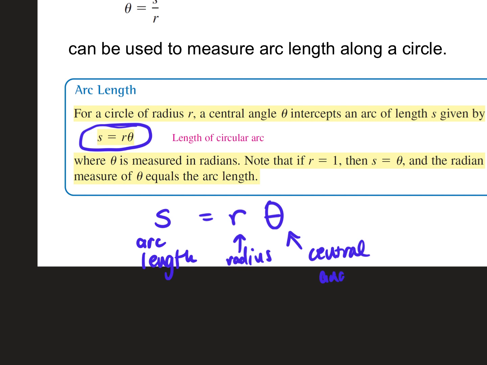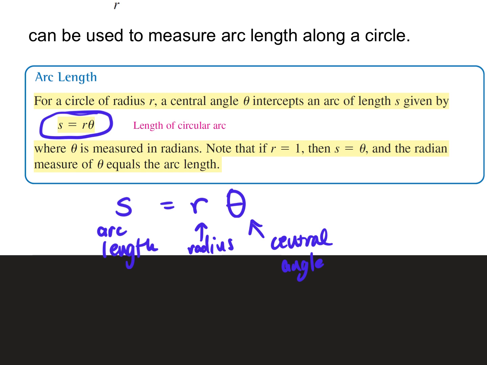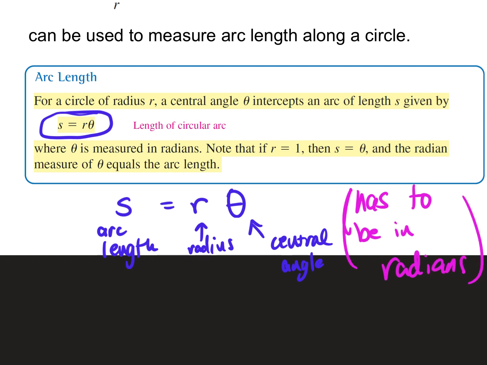Now, this is a super, super easy formula, but you have to remember one thing. The central angle, before you figure anything out, has to be in radians. How do you think they're going to give you the central angle? In degrees. And they're going to make you convert. If you don't remember to do that, then you're going to get it wrong. If you do remember to do that, easy peasy. You've got to turn your central angle into radians.